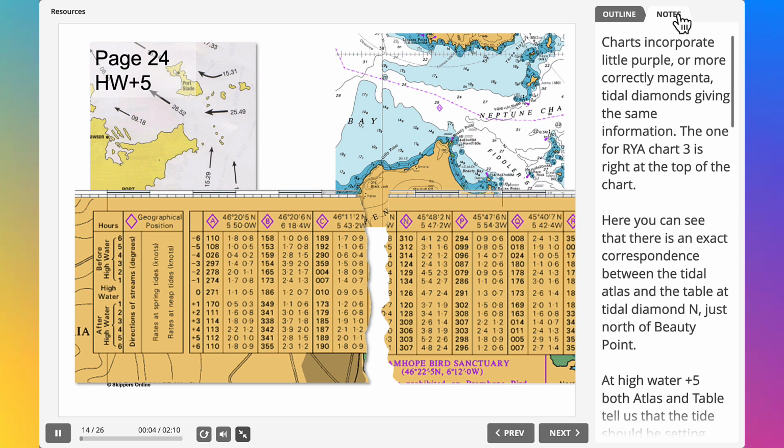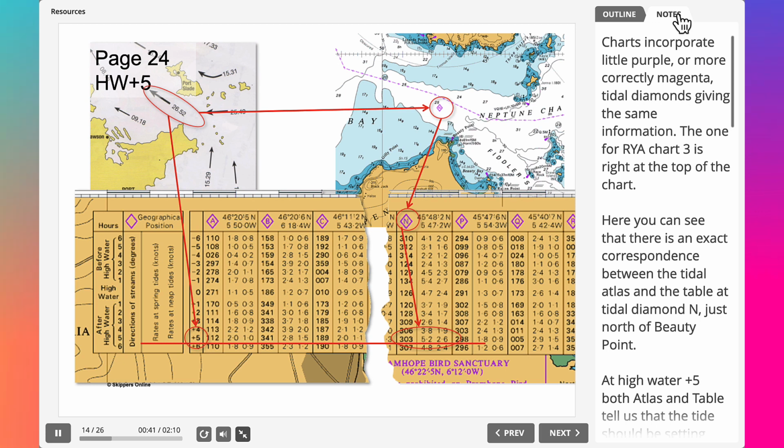Charts incorporate little purple, or more correctly magenta, tidal diamonds, giving the same information. The one for RYA chart 3 is right at the top of the chart. Here you can see that there is an exact correspondence between the tidal atlas and the table at tidal diamond N, just north of Beauty Point. At high water +5, both atlas and table tell us that the tide should be setting 303 degrees at 2.6 knots on an average neap tide, and at 5.2 knots on an average spring tide.